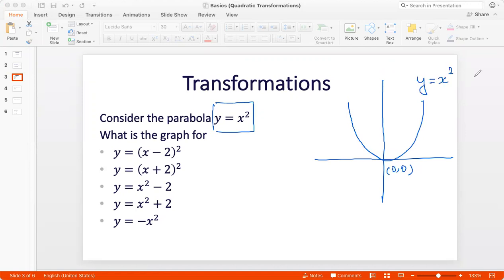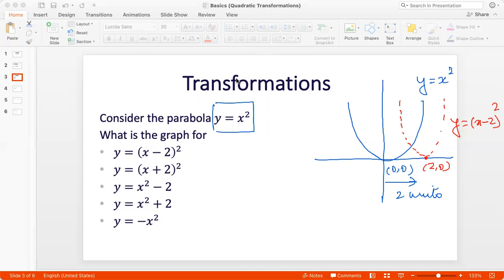Now, if I move it 2 units to the right, which means that if I move it 2 units along the x-axis, I get a new parabola with the vertex at (2, 0). And the equation of this would be y is equal to (x minus 2) the whole squared. So just as we had seen in linear transformations, a move of 2 units to the right implies a change in the x of -2, right? So that happens when we move it 2 units to the right.